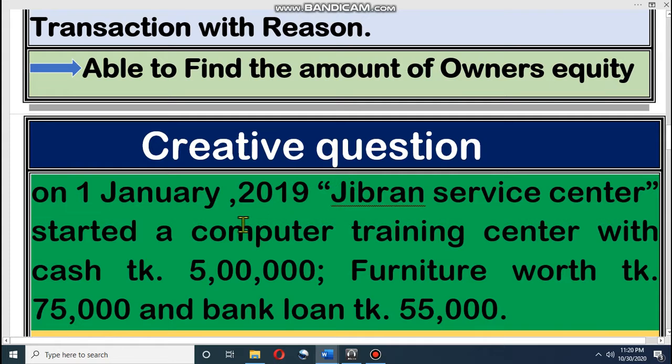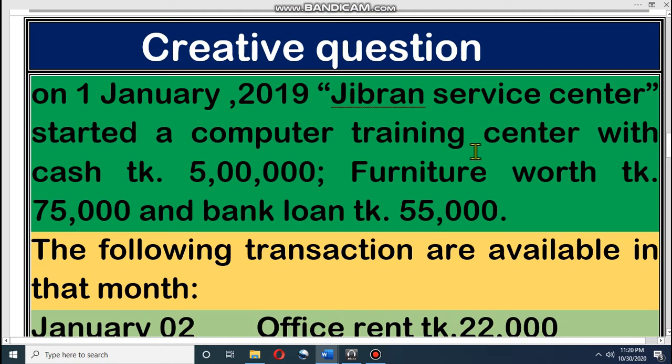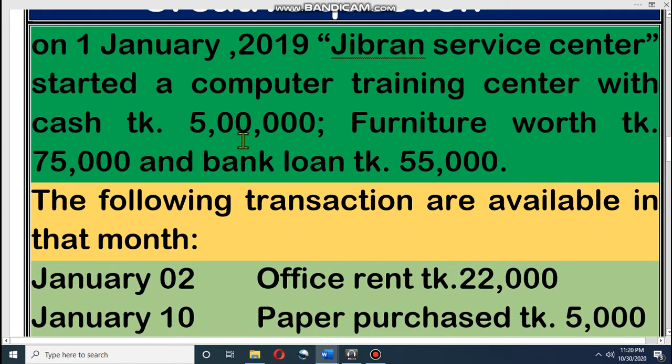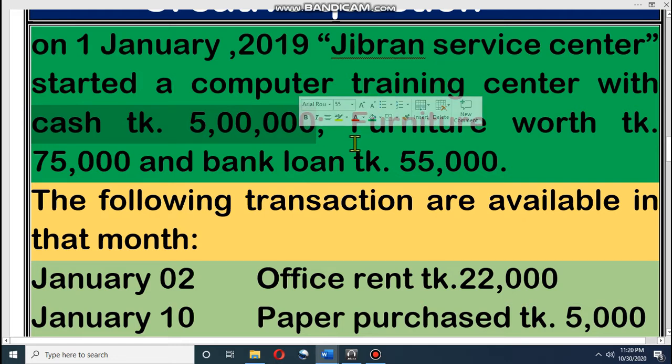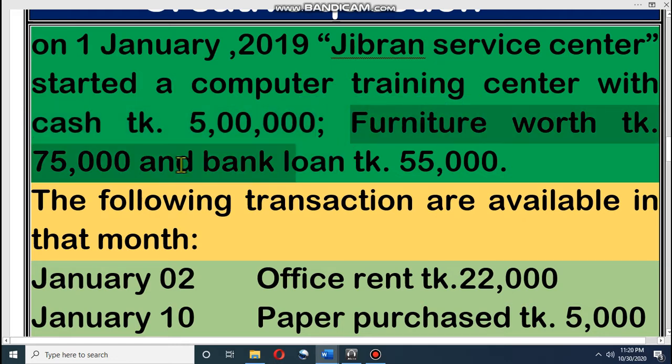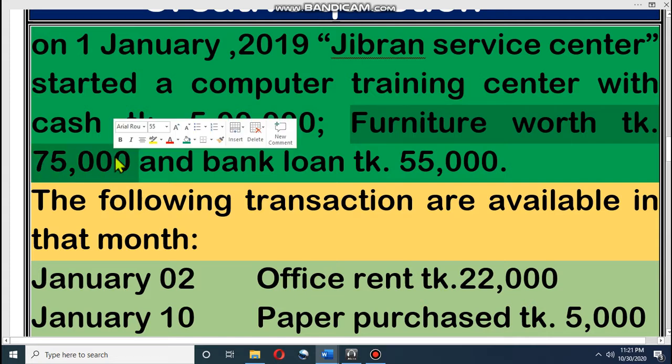Dear student, look at the question. Started a computer training center. That means this is a new business. So if it is a new business, whatever asset is given by the owner, that is opening capital. Look at cash 5 lakh. That means to start a training center, the owner of the business has given cash taka 5 lakh. So this is an asset, this is opening capital. Then furniture is 75,000. That means the owner has some furniture at his house and he has given this furniture to the business. So this is another opening capital.